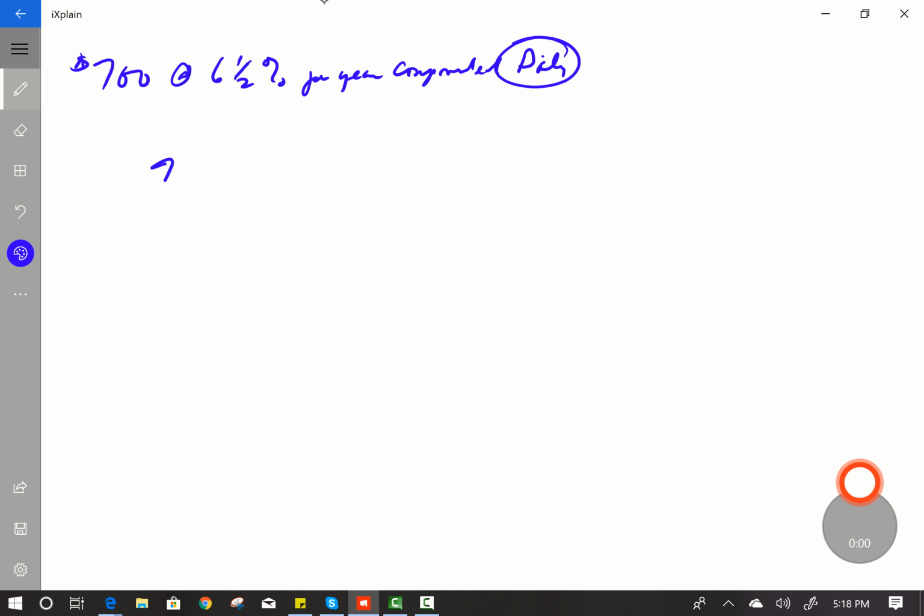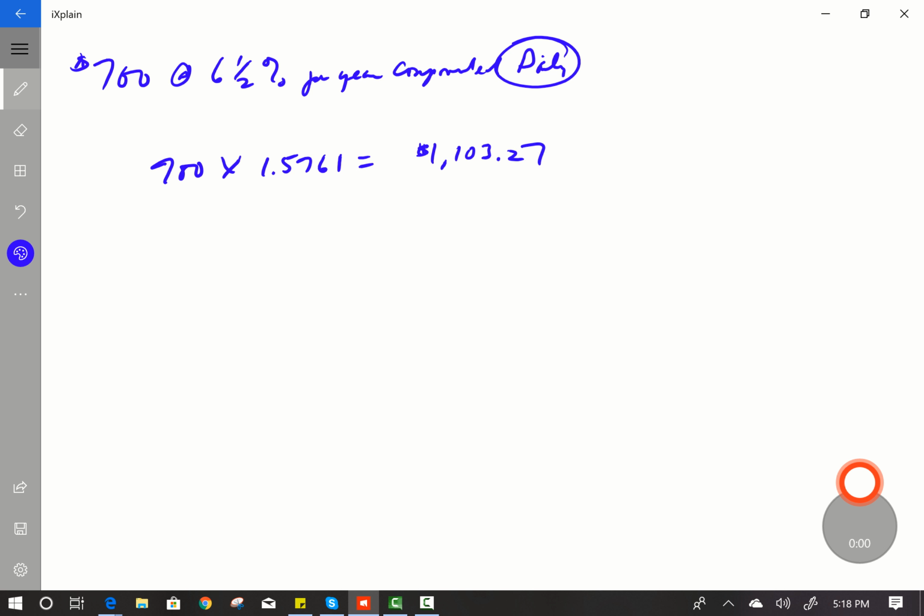So take 700 times 1.5761, and that will equal the compounded amount or the future value of this investment of $1,103.27.